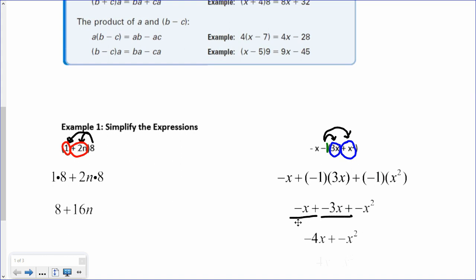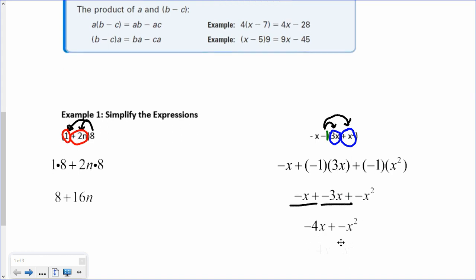Now we also had like terms that we needed to combine, the negative x and the negative 3x, which gave us negative 4x, and then I would replace those double signs with a single sign. Sorry, that got a little confusing.